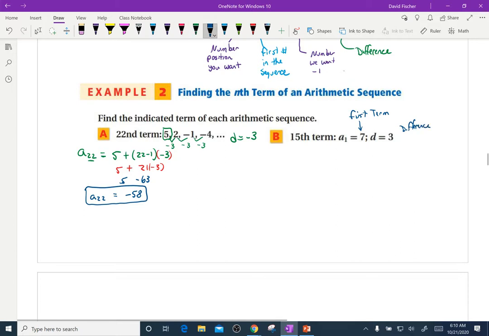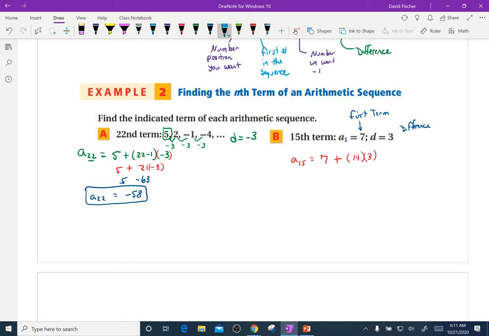So now they want me to use the formula finding the 15th term. So I say A sub 15 equals, formula says what's my first number in the sequence? Well, they told us that. Plus the number I want minus 1. Now some kids will just put that and look at the formula and say, okay, 15 minus 1 is 14. Instead of writing it out, times my difference.